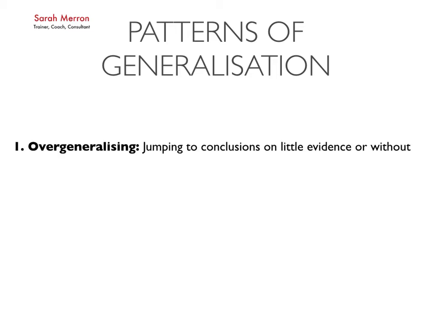So let's start with overgeneralizing. This is where we jump to conclusions without much evidence, or we naturally assume that we've seen this situation before. We don't necessarily have the facts, and we just naturally jump to conclusion. Any of you who have read Blink by Malcolm Gladwell will know that it is almost impossible to stop the initial judgment that we make as human beings.